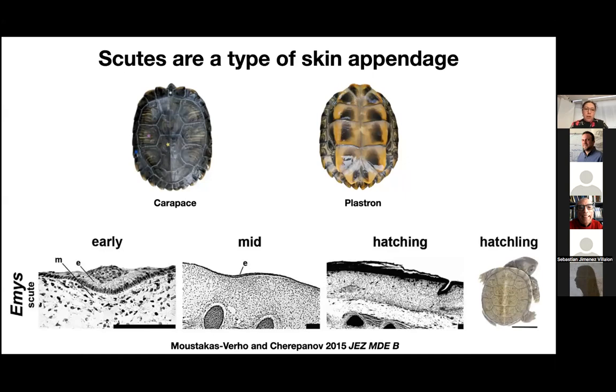So these scales are called scutes, as I mentioned. They're a type of skin appendage. They're these keratinized scales that form a tessellation over the turtle shell. On the left, you have the carapace. On the right, you have the plastron. And below, there are the early stages of development. You begin with this thickening of the epithelium overlaying the mesenchyme. And then in scute development, similar to scale development, you then have a flattening of this epithelium and then later keratinization.